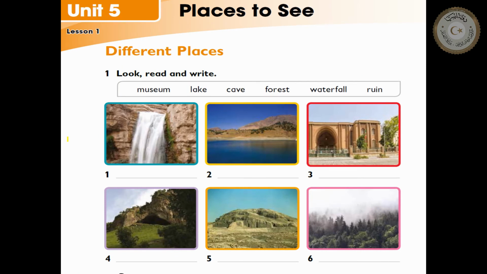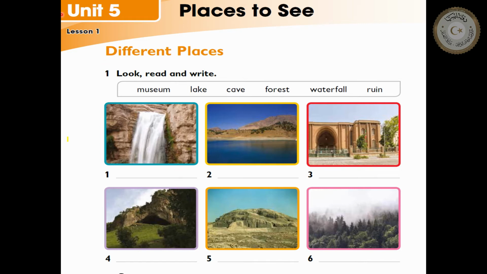What can we see on this page? Different places. So we can see here different places. We have some words in the box. They are museum, lake, cave, forest, waterfall, ruin. What can you see on this picture? Different places. So picture of different places.